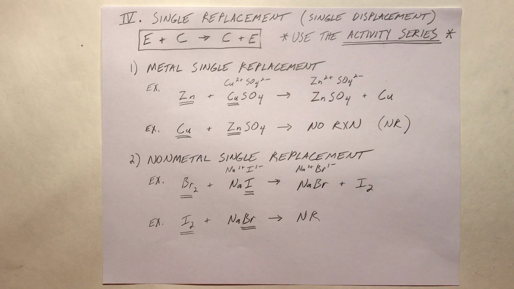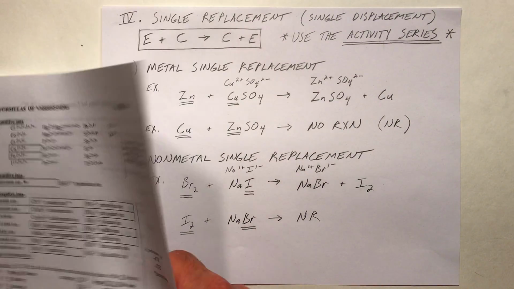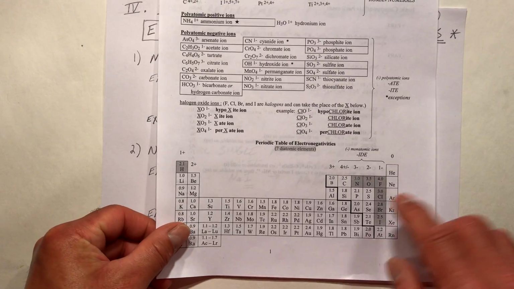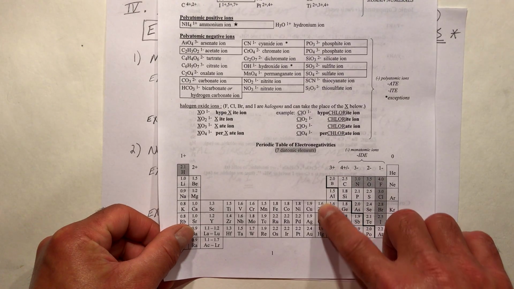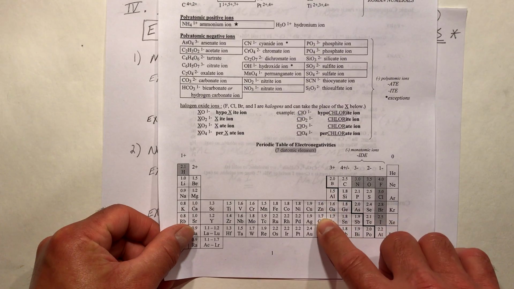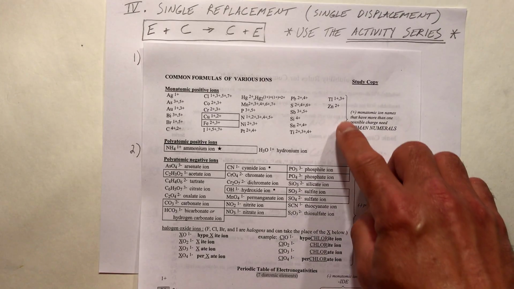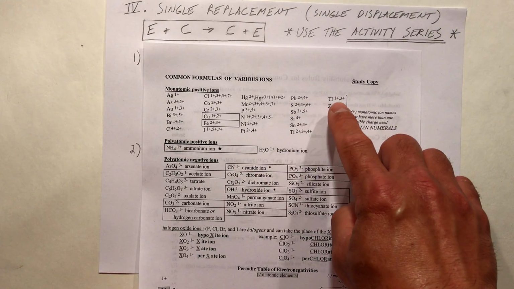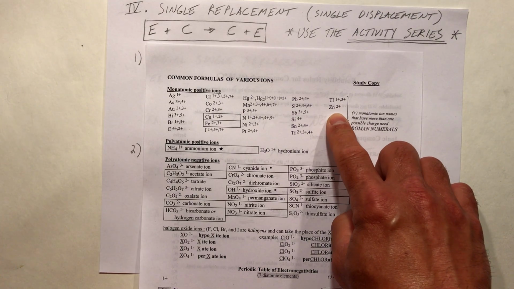Well, how do we know that zinc's going to form a 2+ ion? Well, the answer is not by looking on the periodic table. We can't predict its charge when it's a transition metal. But through experimentation, and because it's written on this reference sheet, we know that zinc forms a 2+ charge.